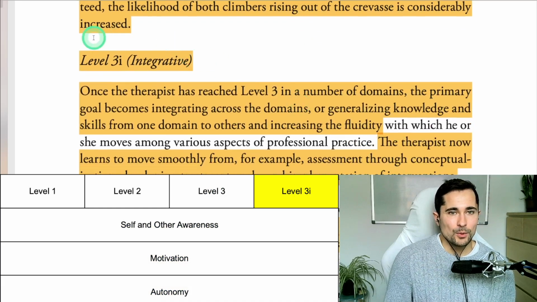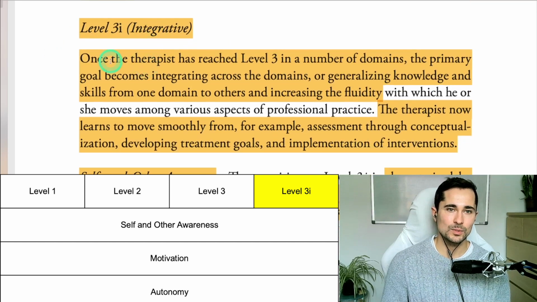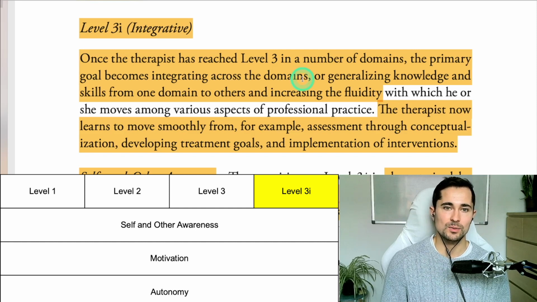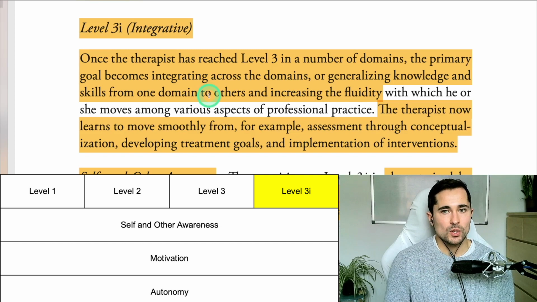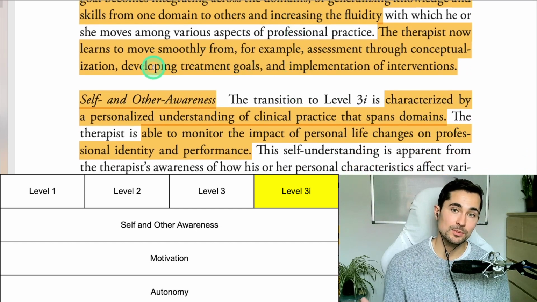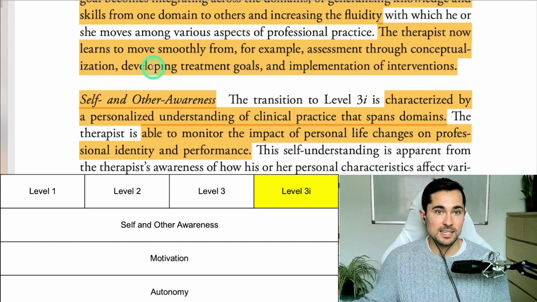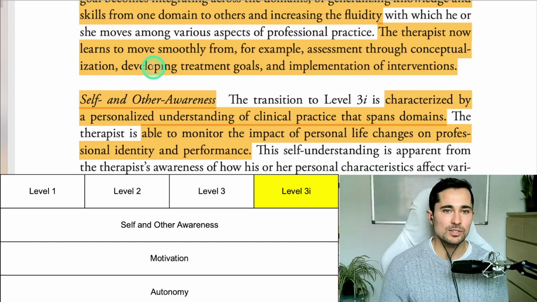Finally then, we have this level 3I, this level 3 integrative level. So let's look at that. Once the therapist has reached level 3 in a number of domains, the primary goal becomes integrating across the domains, or generalizing knowledge and skills from one domain to others, and increasing the fluidity. So integrating knowledge across domains, generalizing knowledge and skills from one domain to another. The therapist now learns to move smoothly, for example, from assessment through conceptualization, through developing treatment goals and implementing interventions. This all becomes one fluid motion.